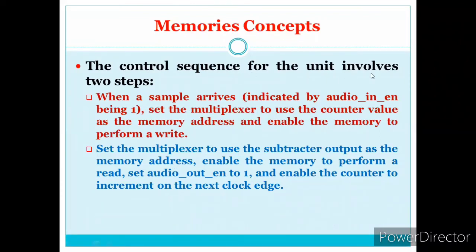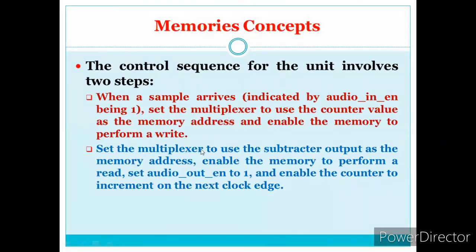Now, what are the two steps what we have? The control sequence for the unit involves two steps. As we know, read and write, same thing is explained here. So when a sample arrives, that is audio enable is being one, set the multiplexer to use the counter value as the address and enable the memory to perform a write operation. Okay. Now, similar way, set the multiplexer to use the subtractor output as a memory address, enable the memory location to perform a read operation set by the audio output enable one there. And then enable the counter to increment to the next count. So these are the two important steps which are happening.